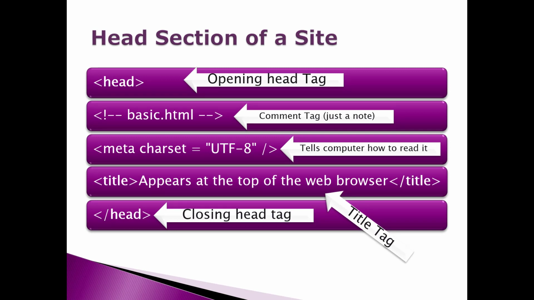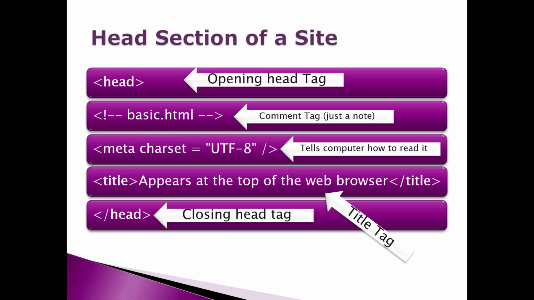So here's what the head might look like. And this is not on your handout, so just soak it up. So we would put bracket, head, bracket. There's your opening head tag. Now we've got a comment tag. It's just a note, basic HTML. We could take that out, wouldn't make any difference. It's not affecting the coding at all. Then we put what's called a meta tag, okay? And we're telling the charset, the character set equals UTF-8. That's telling the computer what language is coming in, so the computer browser, etc., can read your coding.